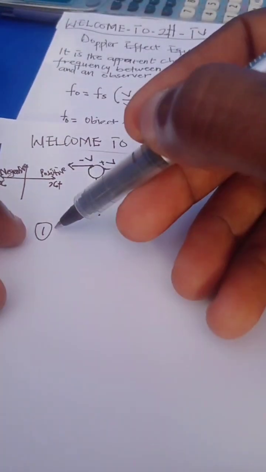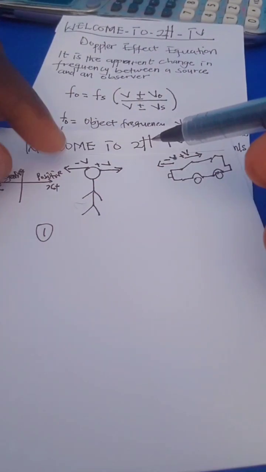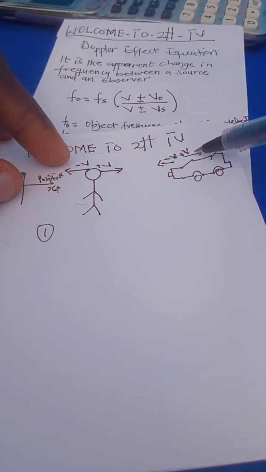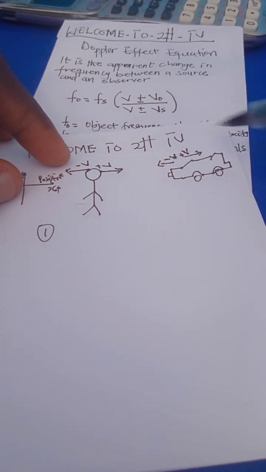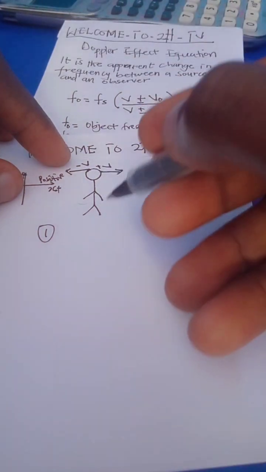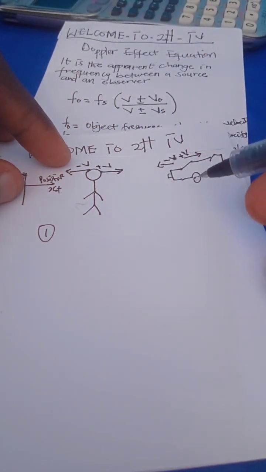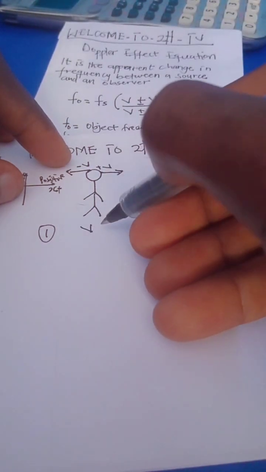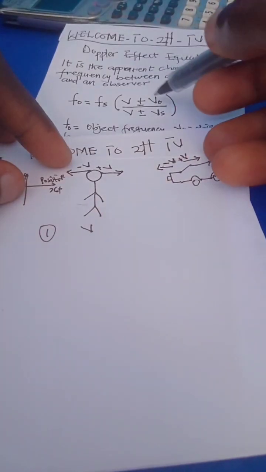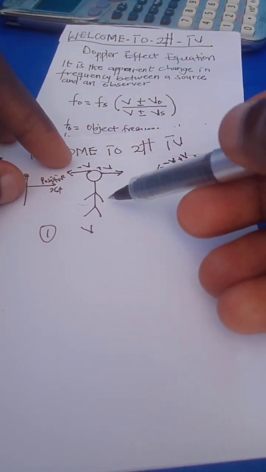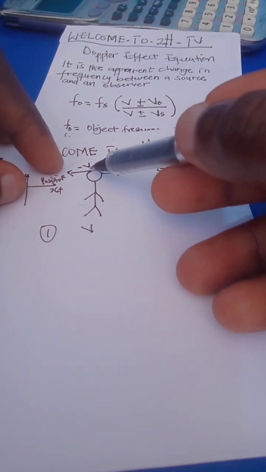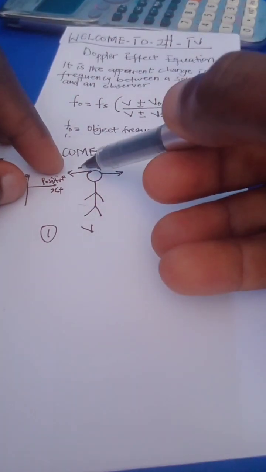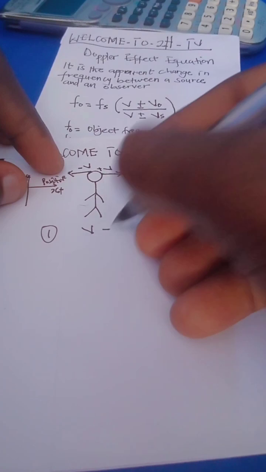So case 1. Let's say that the object is moving away from the source, and the source too is moving away from the object. So let's concentrate on the velocity side, because the object frequency and source frequency is the same. So for the first case, we look at whether we are adding the object velocity. Here the object is moving away from the source, so the velocity is negative. So here we subtract the object velocity.